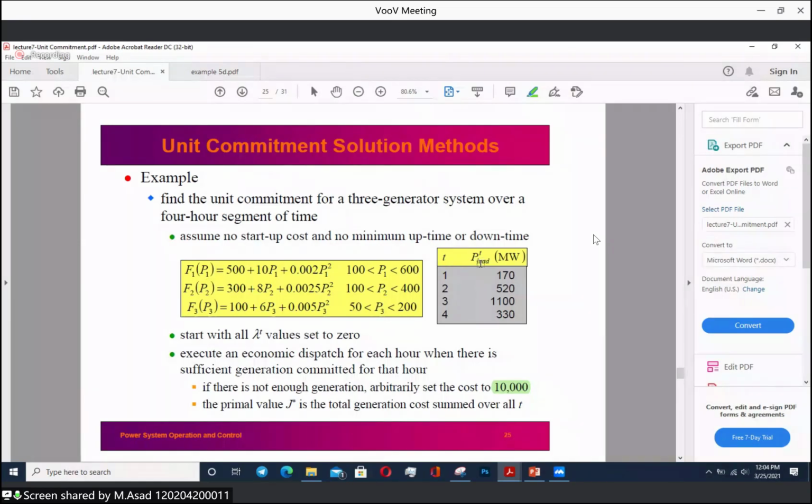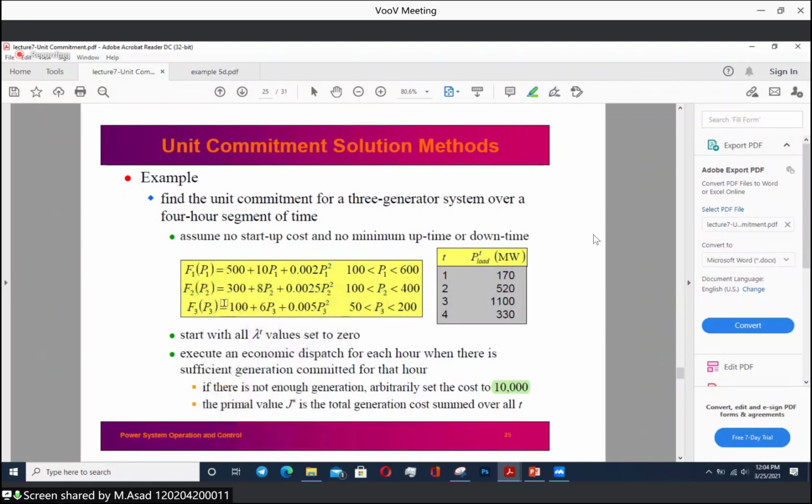And it is a load plot: during the first hour it is 170 megawatt, second hour it is 520 megawatt, third hour it is 1100 megawatt, fourth hour it is 330 megawatt. And this is the cost of the generations. By using these, we will do calculations in our further process.